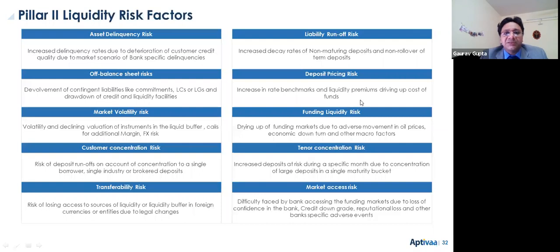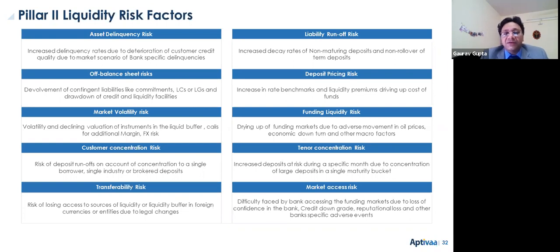These are just a list of all the pillar 2 liquidity risk factors. For example, there might be a delay in the asset payment, which is not exactly the default of assets. This is only a delay in the payment, because in LCR we are mainly tracking 30-day inflows. There may be an off balance sheet risk, potential outflow on account of LC, letter of credit, letter of guarantee, drawdown of committed facilities. The market volatility risk impacts the market value of the liquidity buffer of HQLA on which you are relying to generate liquidity.